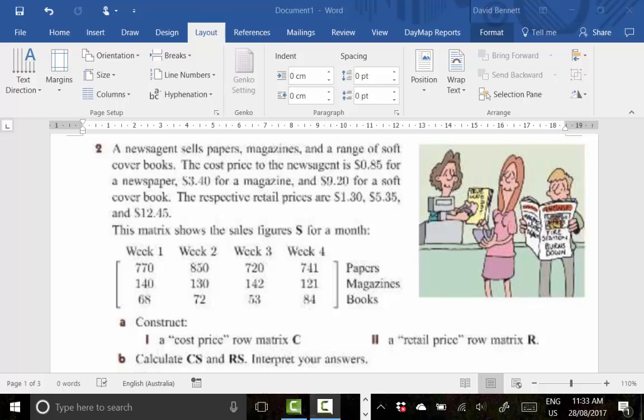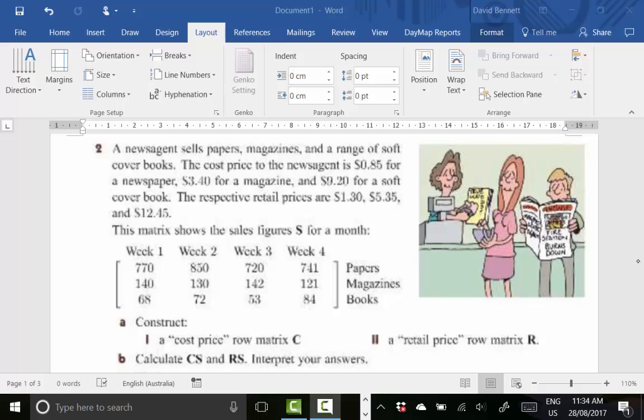Now today we're going to be looking at question 2. In this we've got a newsagent selling papers, magazines and a range of books, and you've got the cost there for each of those, and you also have a matrix for the sales for the month, week 1 through to there. So part A asks us to construct a cost matrix and a retail price matrix.